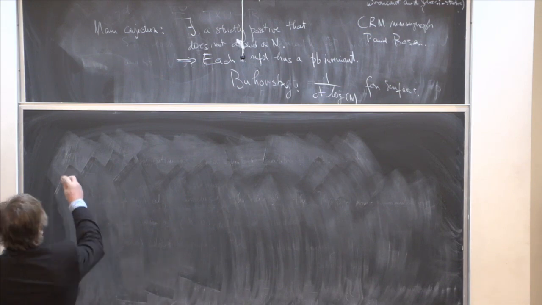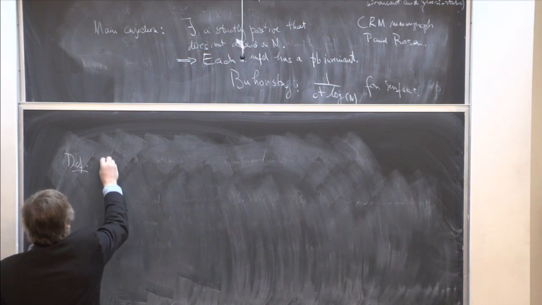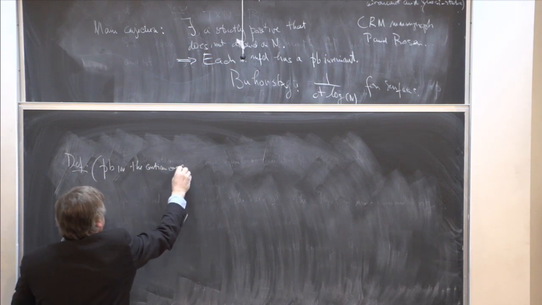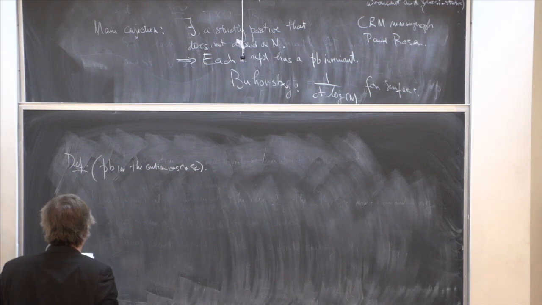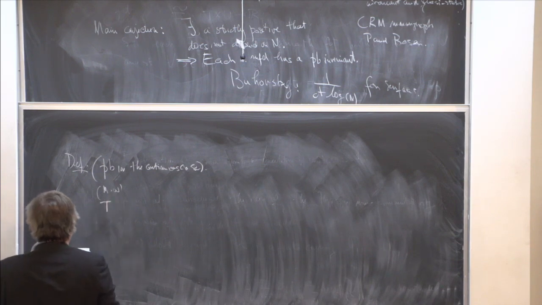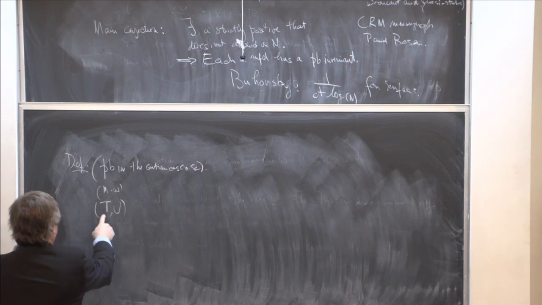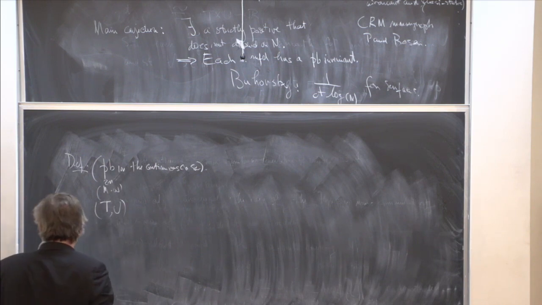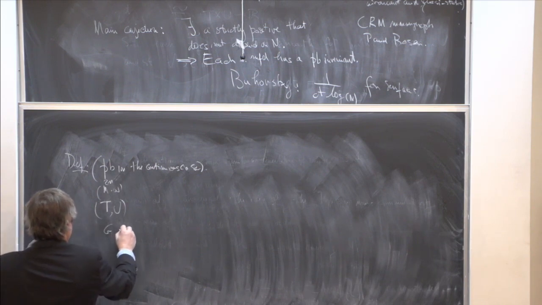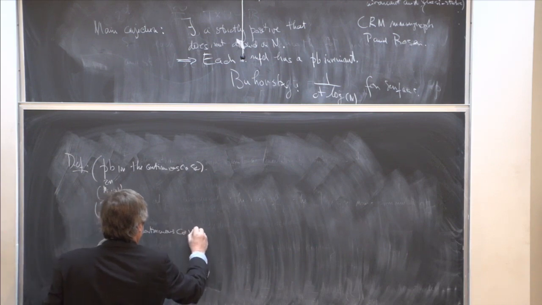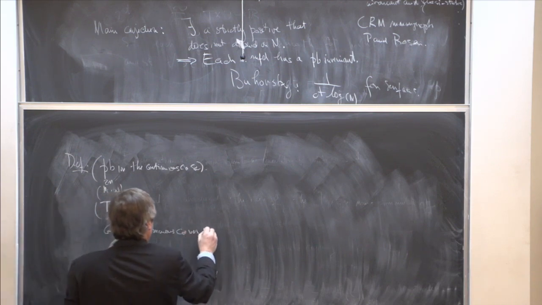Okay, so definition. The PB in the continuous case. That's really the usual thing. You still have (M, omega), and then you have T, and then you take TU. This is of type TU, where T is the parameter in the parameter space. TU is a fixed open subset of R^n, and G is a continuous cover of type TU.